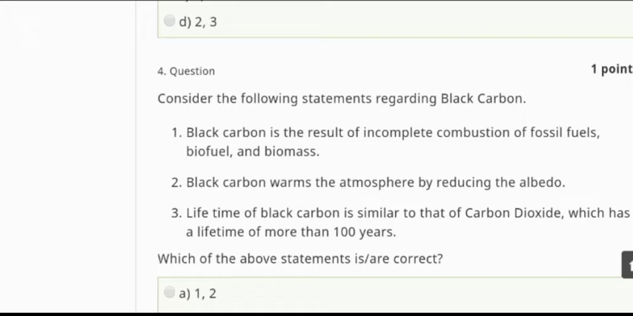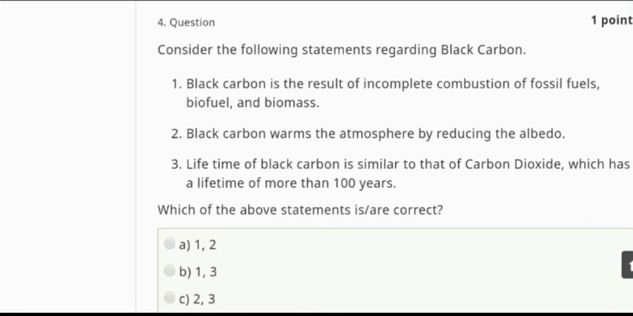Black carbon warms the atmosphere by reducing the albedo. For solving this question, you have to know what is albedo. Albedo you can call the light that is reflected by the surface of a planet, especially it is considered for planets. So there is one rule that you should learn. Black things absorb light, white things reflect light. So black carbon, when present in the atmosphere, absorbs the heat from the light and warms the atmosphere. So this option is correct.